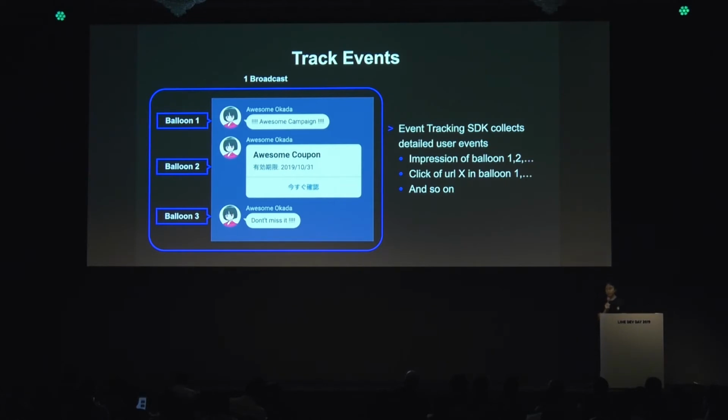And when the message reaches the smartphone, next we need to track user reaction events within the LINE app. When sending messages, one message can hold multiple balloons. So when you see a broadcast, one broadcast is one message, and multiple balloons are included in one broadcast. The event tracking SDK embedded in the LINE app can gather detailed metrics from each balloon. So balloon 1, there was an impression, balloon 2 was clicked, for example.